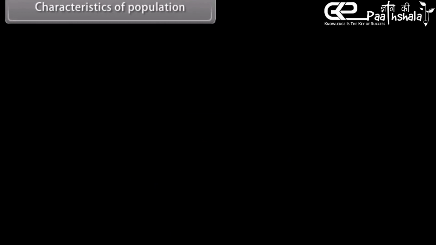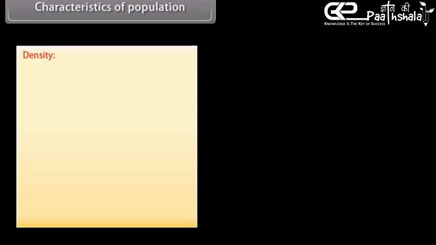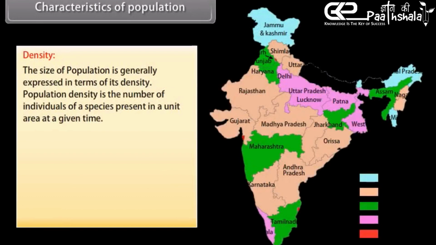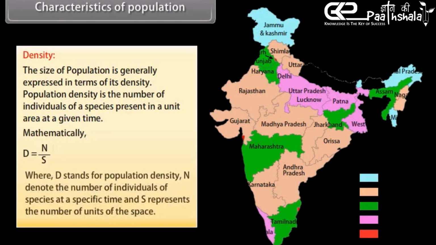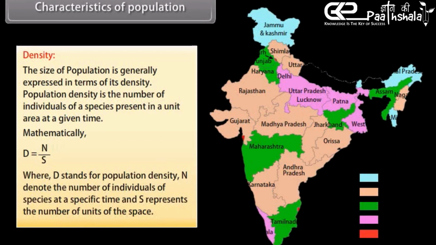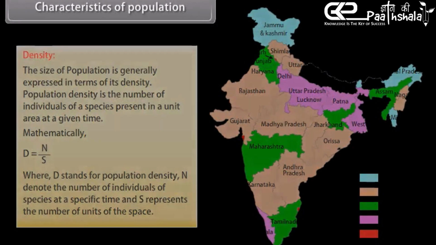Characteristics of population. Density. The size of population is generally expressed in terms of its density. Population density is the number of individuals of a species present in a unit area at a given time. Mathematically, D is equal to N upon S, where D stands for population density and N denotes the number of individuals of species at a specific time, and S represents the number of units of the space.